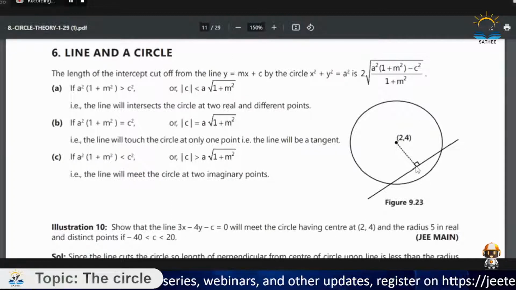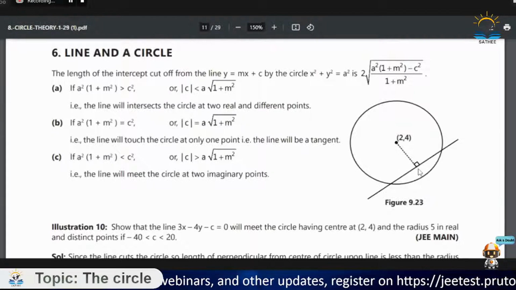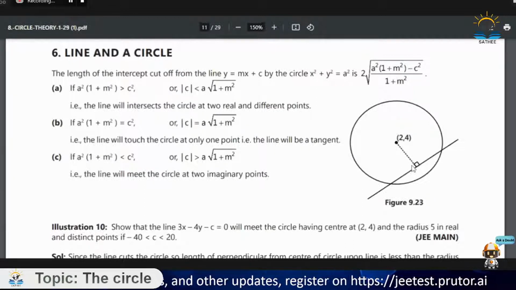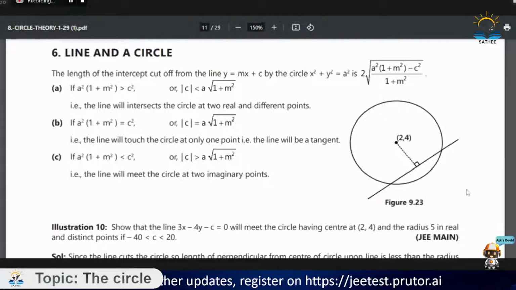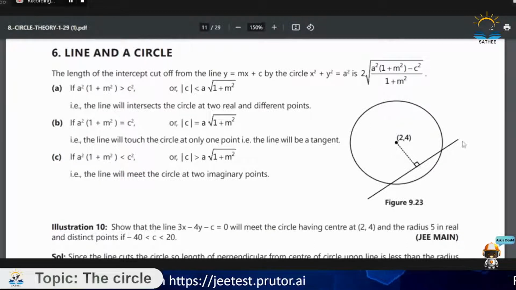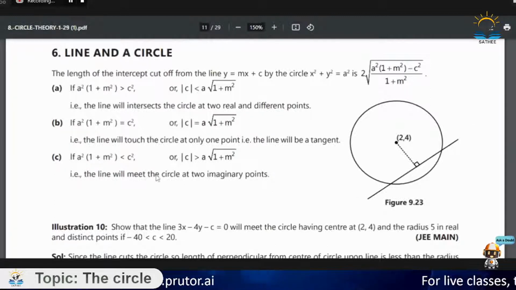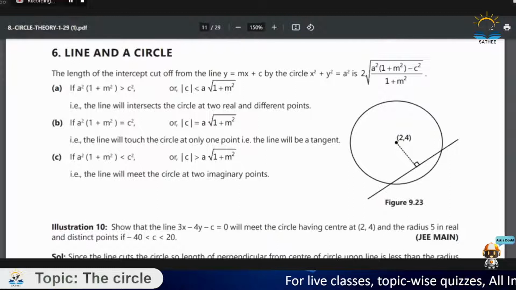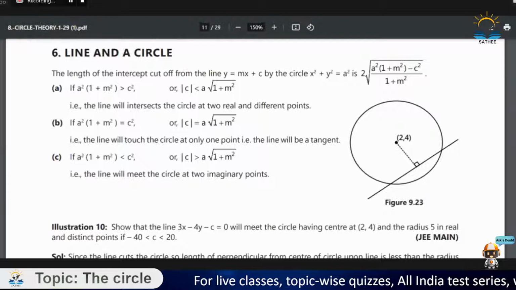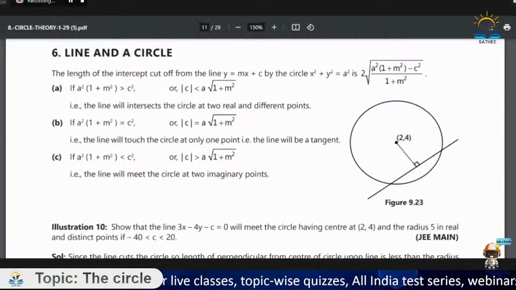Now if that distance is greater than the radius, then we say that the line does not touch the circle. If that distance is equal to the radius, we say the line is a tangent. And if that distance is less than the radius of the circle, then we say the line is a secant. So these are the conditions that you need to remember while deriving these three things. These conditions should be made clear in mind, that how they will be used in questions.